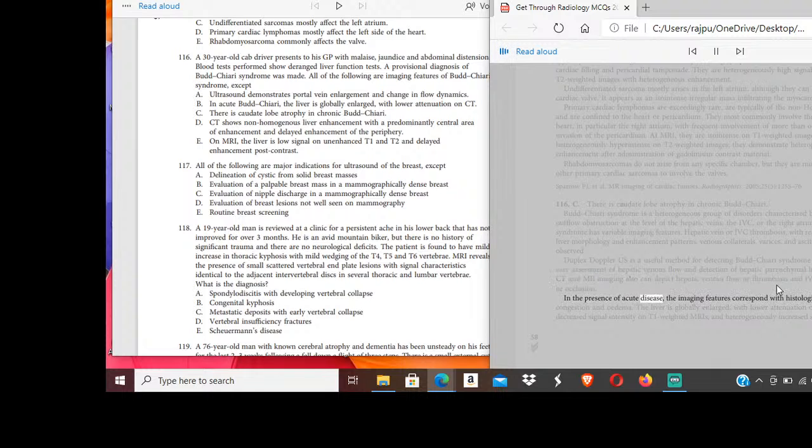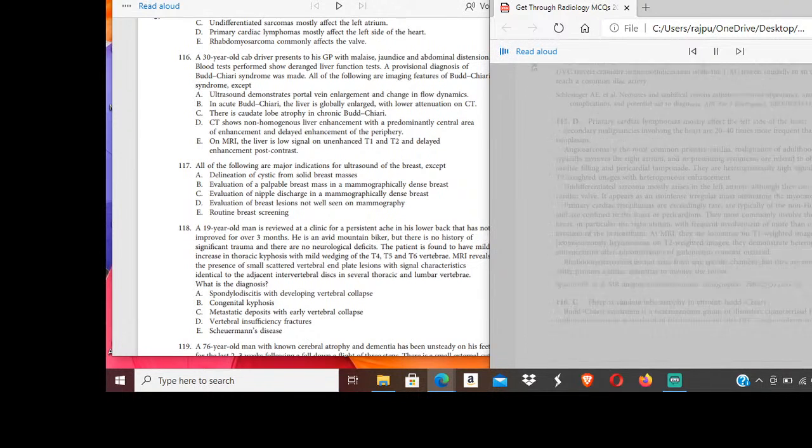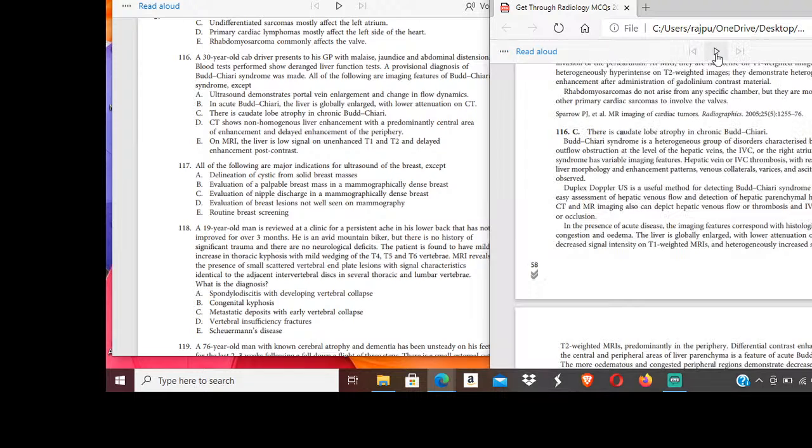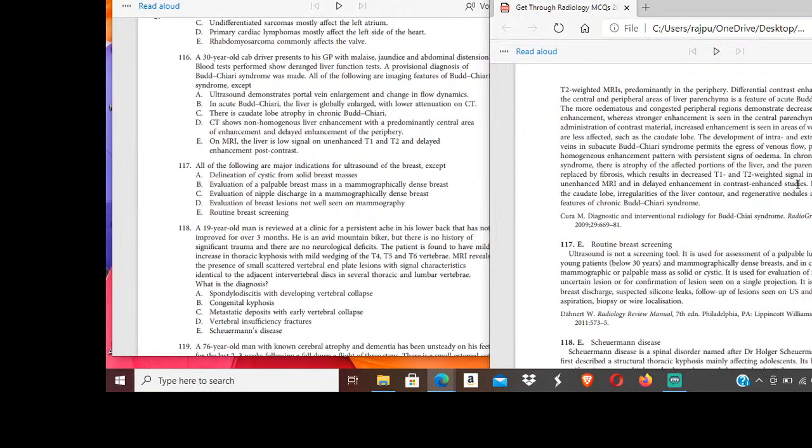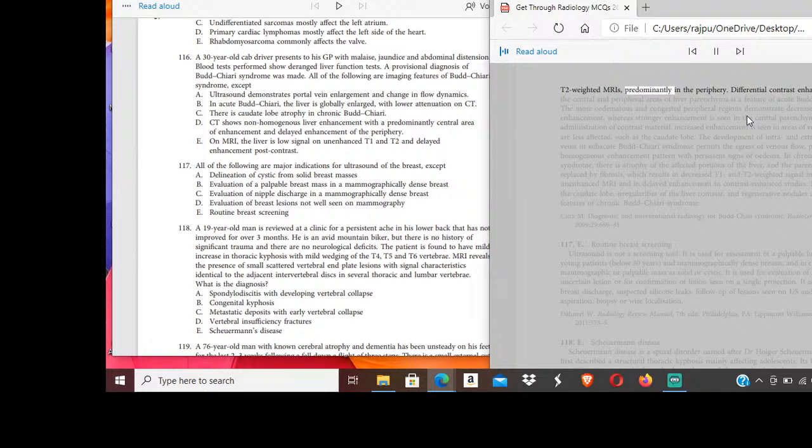In the presence of acute disease, the imaging features correspond with histologic findings of liver congestion and edema. The liver is globally enlarged, with lower attenuation on CT images, decreased signal intensity on T1 weighted MRIs, and heterogeneously increased signal intensity on T2 weighted MRIs, predominantly in the periphery.